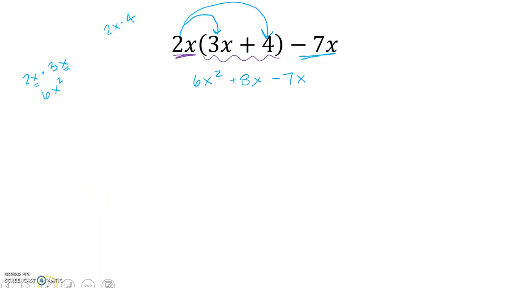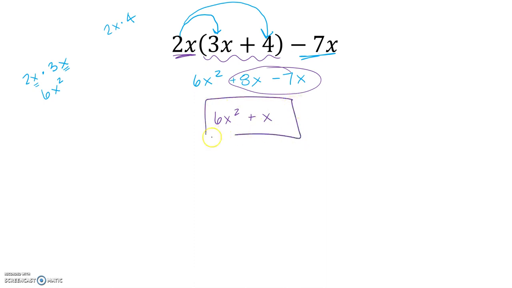And from here, I would just combine any like terms. My like terms are the 8x and the negative 7x, so that makes 6x squared. 8 minus 7 is just 1, so plus x or plus 1x. Either way, you get the same answer. That's the more common way to use a distributive property. Again, do take note, when you multiply x times x, you get x squared, which is a common mistake that people will forget from time to time.